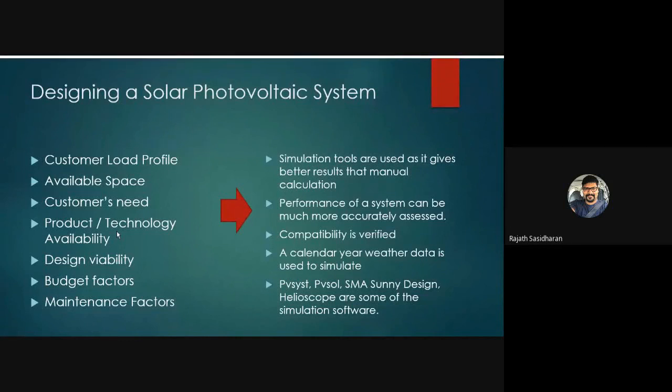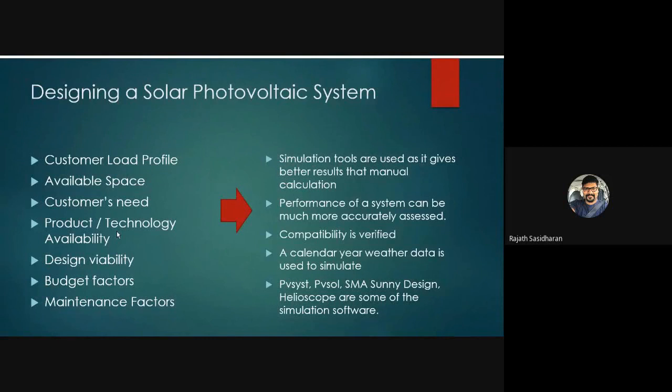The simulation is done through a computer-based software. Basically, it has the weather data. You can configure the system in that simulation tool, and you can virtually run it and make a performance report and understand how the system is working and if all design criteria are met, etc., etc.